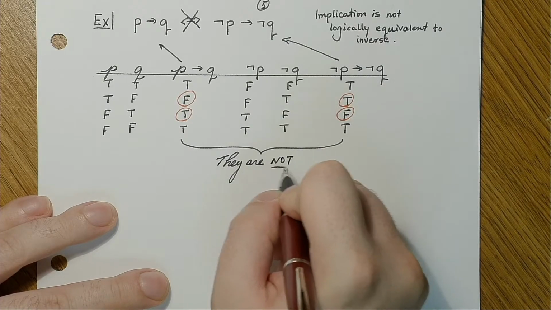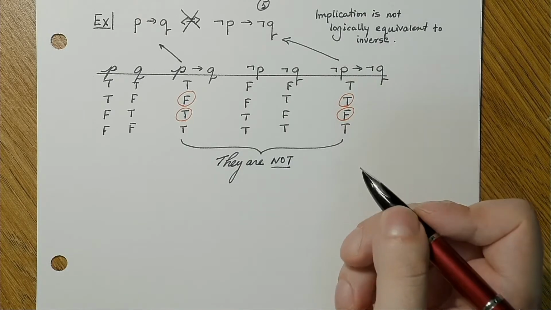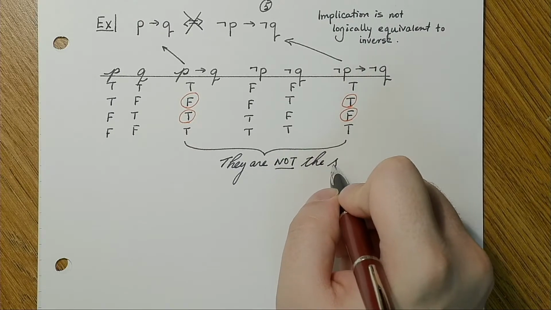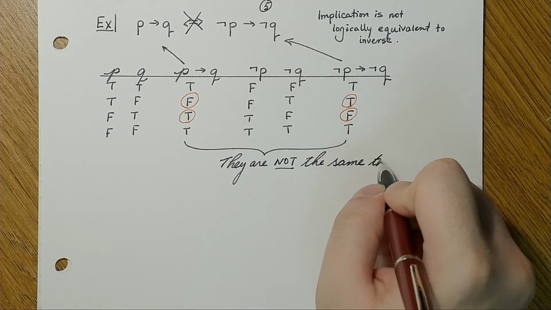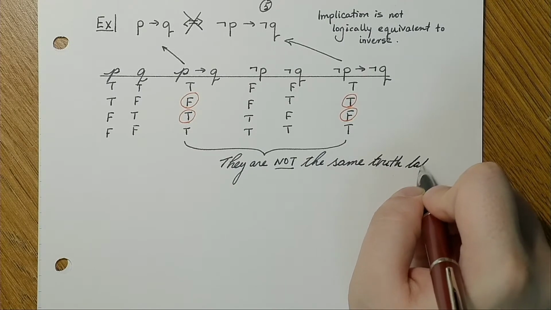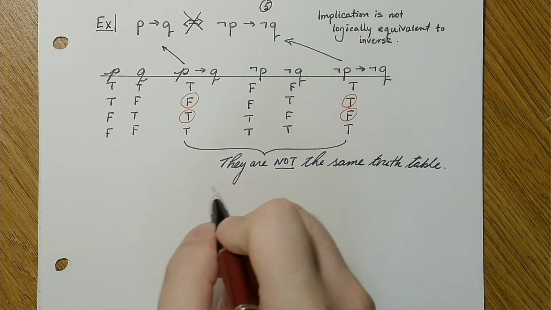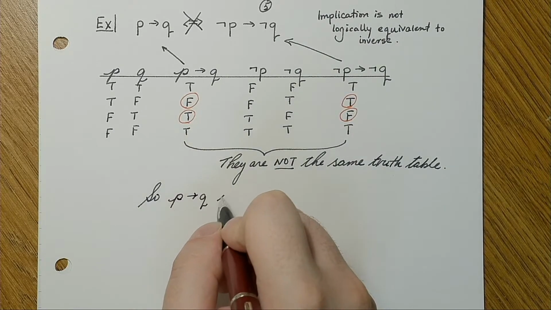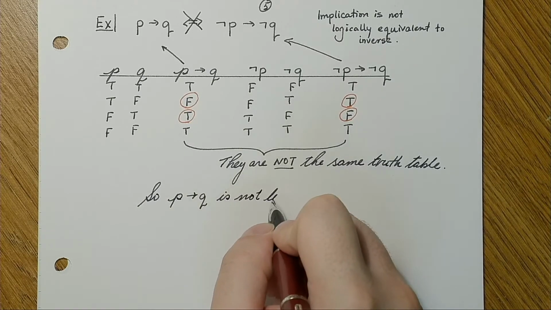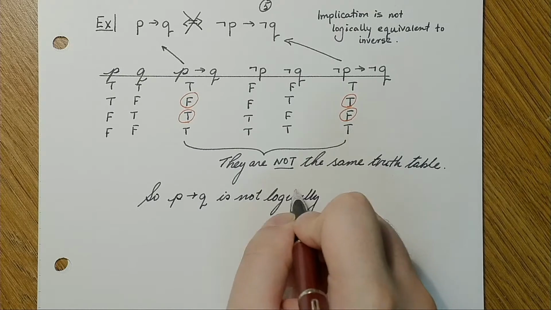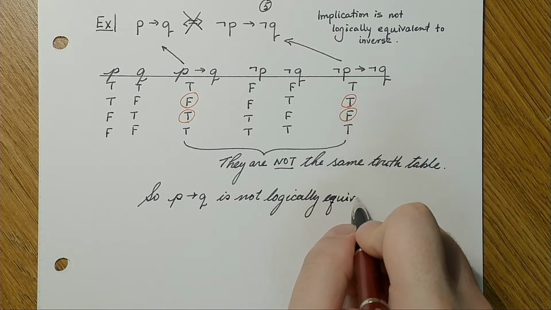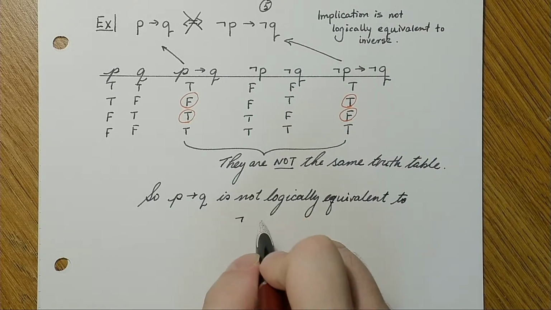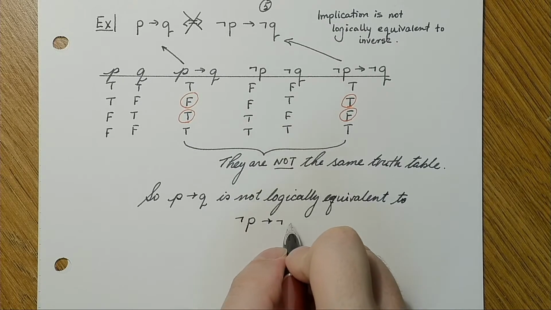Making sure in the chat that I'm doing everything correctly. They are not the same truth table. So P implies Q is not logically equivalent to not P implies not Q.